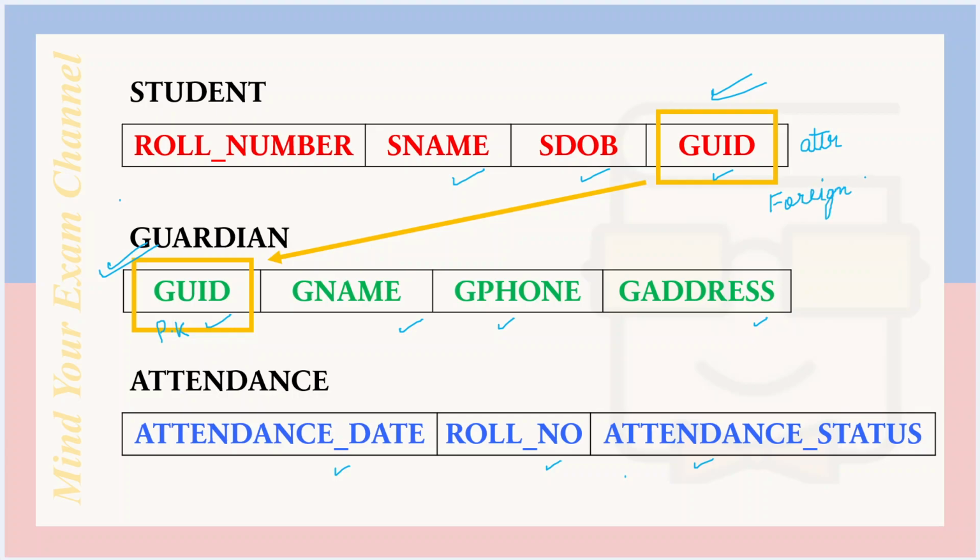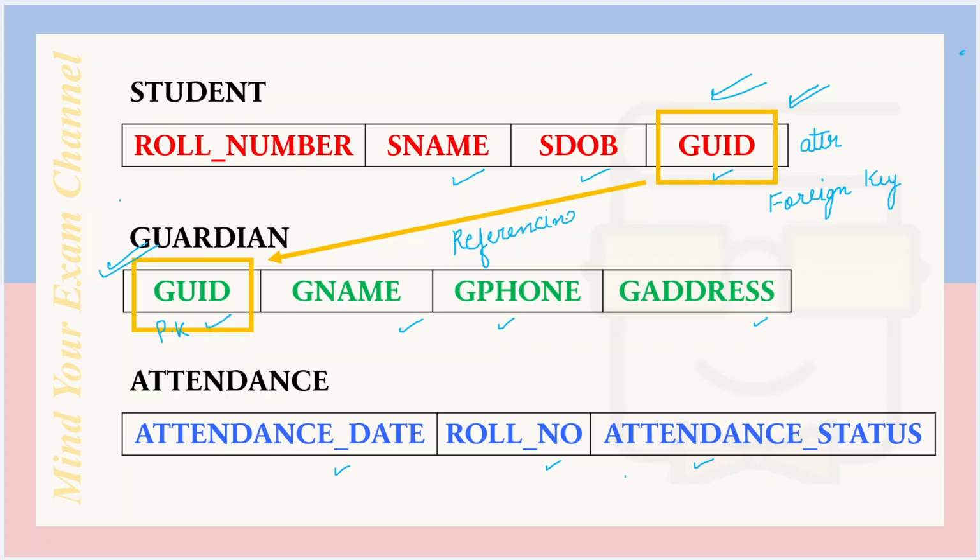because originally it is not present in the original table. The original table where this attribute is present is the guardian table, where this attribute is serving as the primary key. But in the student table, this attribute is serving as a foreign key, storing the same values as in the guardian table. So we say that the GUID present in the student table is the foreign key which is referencing the primary key GUID present in the guardian table.